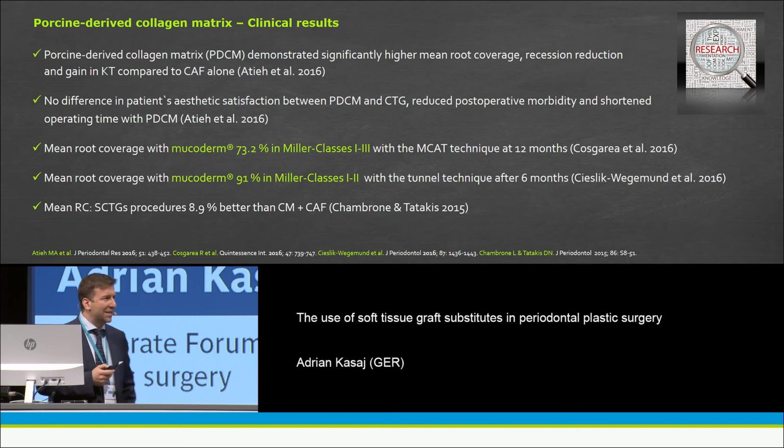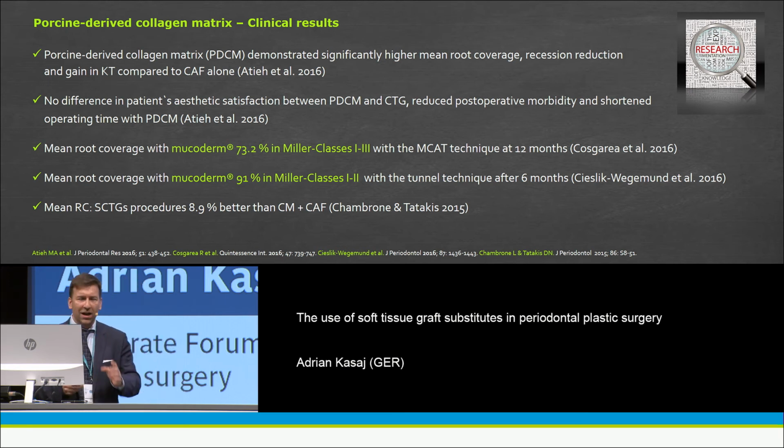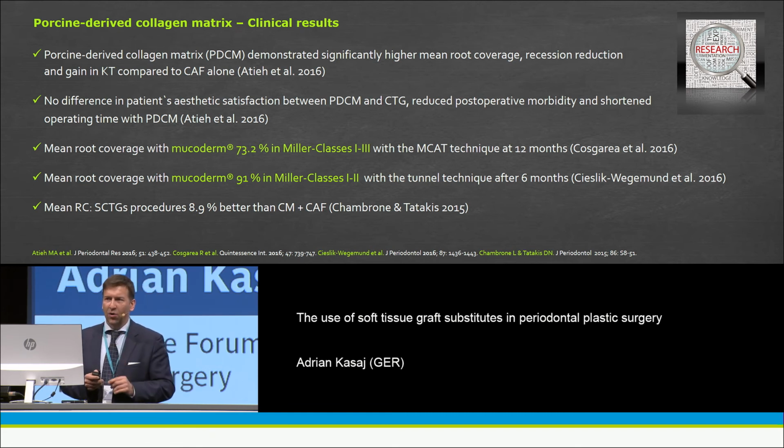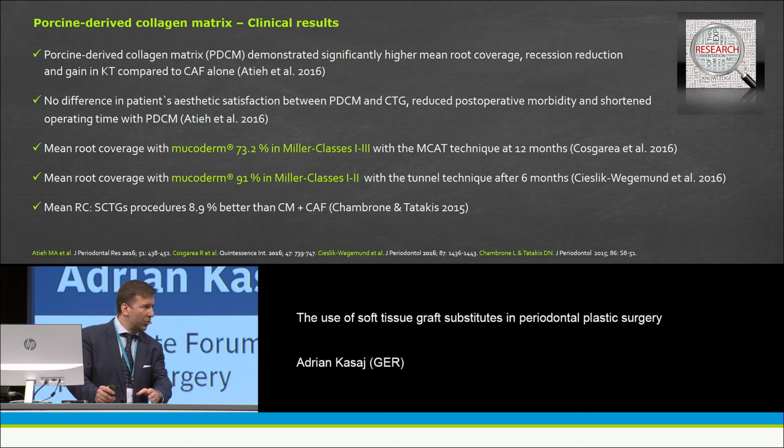So if we summarize the available data on the porcine-derived collagen matrices, then we can see, first of all, that these collagen-based matrices demonstrate better clinical outcomes in comparison to the coronally advanced flap alone. So regarding mean recession coverage, recession reduction, gain in keratinized tissue, we gain better results than when using the coronally advanced flap alone. Also very important, there seems to be no difference in patients' aesthetic satisfaction between these xenogenic collagen matrices and the autogenous tissues.